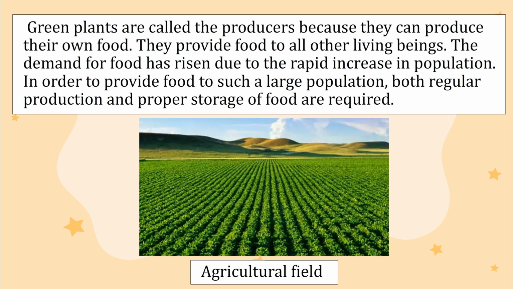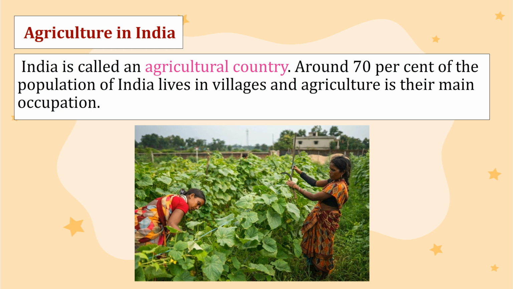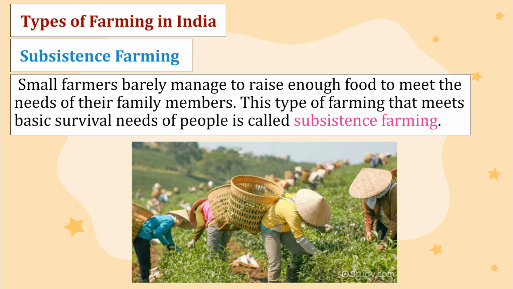Agricultural field. Agriculture in India. India is called an agricultural country. Around 70% of the population of India lives in villages and agriculture is their main occupation. Types of farming in India.